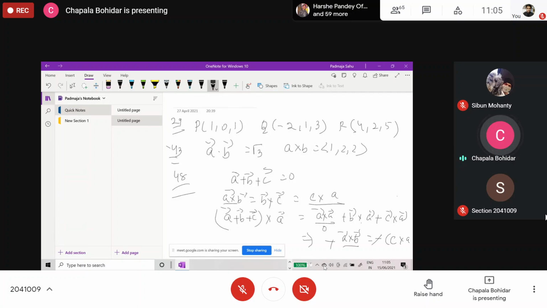Is this question clear or not? Clear, ma'am. Okay. So similarly, you multiply by A, then you can multiply by B, you can multiply by C, then you get all the results. That question you will discuss.